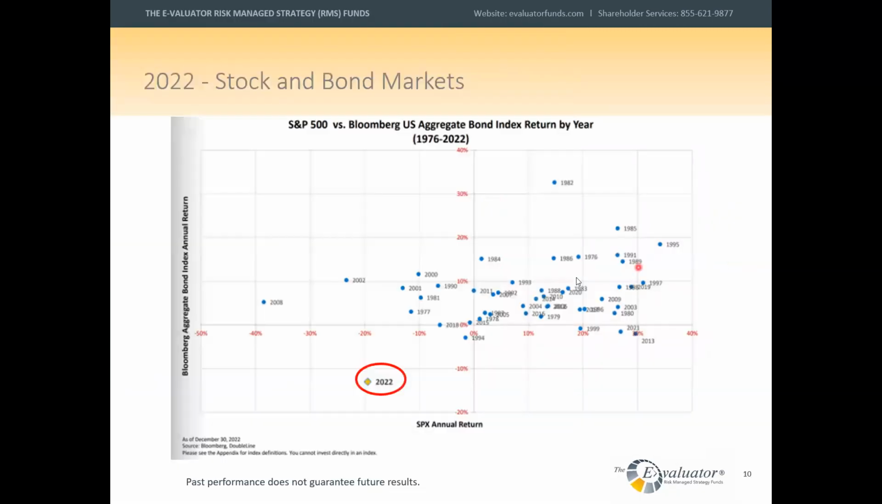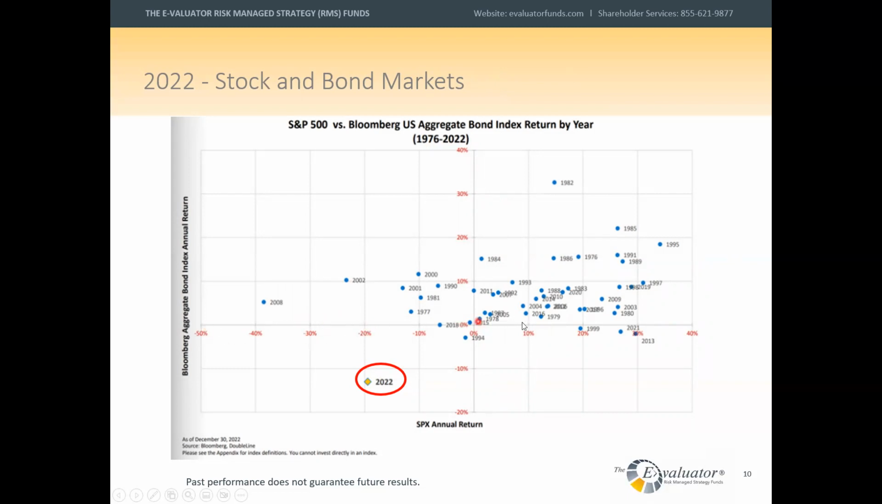So to give you a perspective of how this year performed relative to other years, this shows you the performance of the S&P 500 and the performance of a bond index called the Bloomberg Aggregate Bond Index. So where the blue dot resides, that tells us how well stocks as measured by the S&P 500 and bonds as measured by the Aggregate Bond Index performed. Now this goes back to 1976. The stock market is represented by the vertical line. So if you go to the right, that means stocks did positive for the year. If you go to the left, it means stocks posted losses for the year.